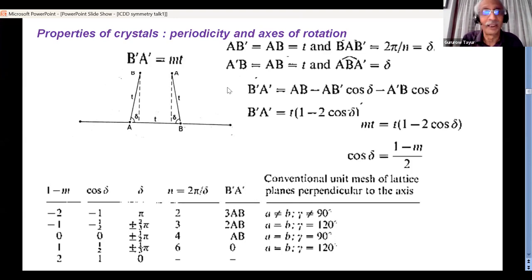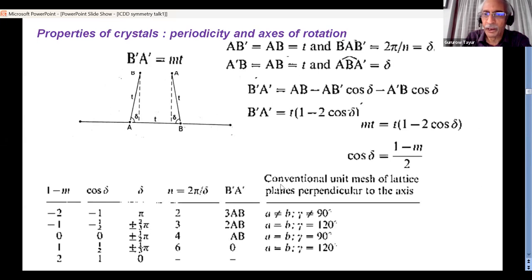And that's the reason why we are doing it in two dimensions. So we can calculate these values, A, B prime, and A prime, B, and actually evaluate B prime, A prime, in terms of this simple trigonometry. We see that B prime, A prime will be T times 1 minus 2 cosine delta, where delta is the angle of rotation. So since this has to be a multiple of the translation unit T, cosine delta will be 1 minus m divided by 2.